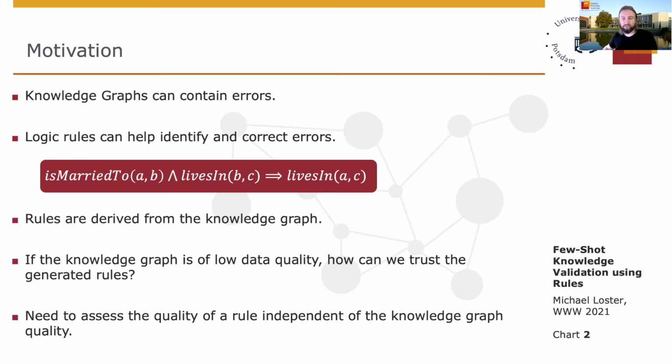However, a closer look at the rule generation process reveals the following problem. If the knowledge graph is of low data quality, how can we have confidence in the correctness of the generated rules? Based on this question, the need arises to evaluate the data quality of a rule independently of the quality of the underlying knowledge graph.